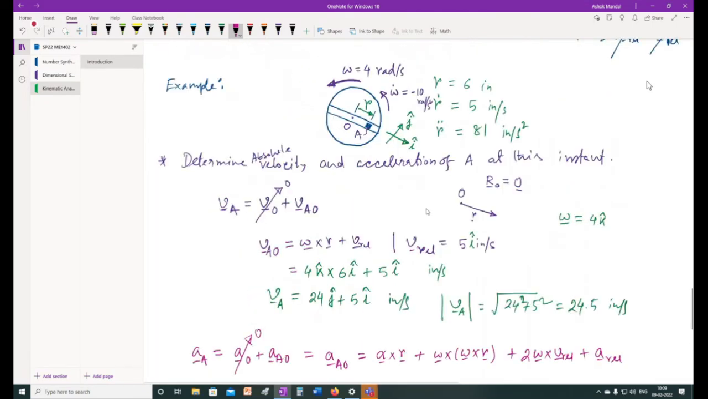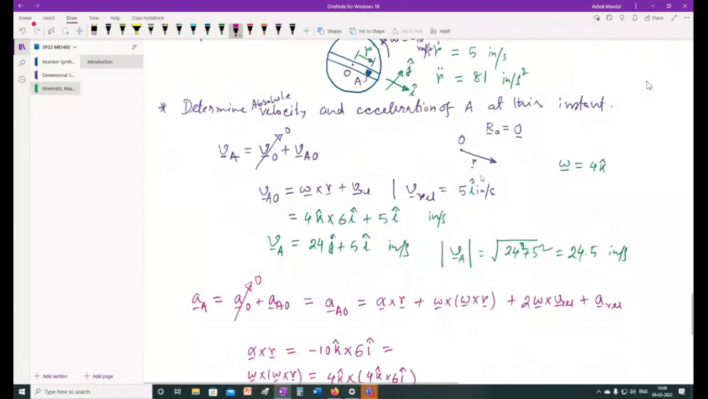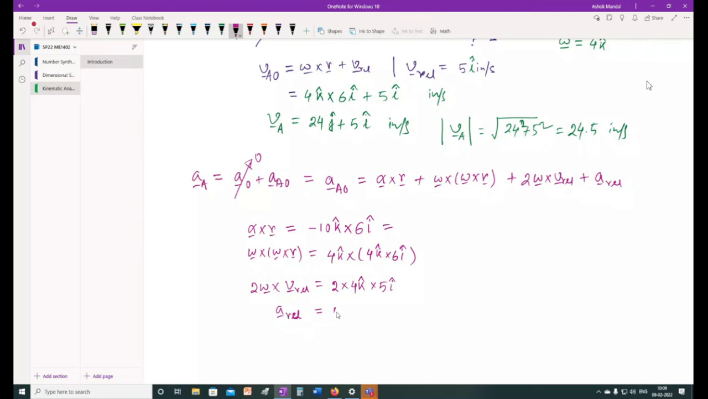What is A relative? From the data, r double dot is 81, in the i direction. Now calculate all this one by one. Minus 60J for the first term, minus 96i for the second, and plus 40J for this one. Okay. Now you add them all.